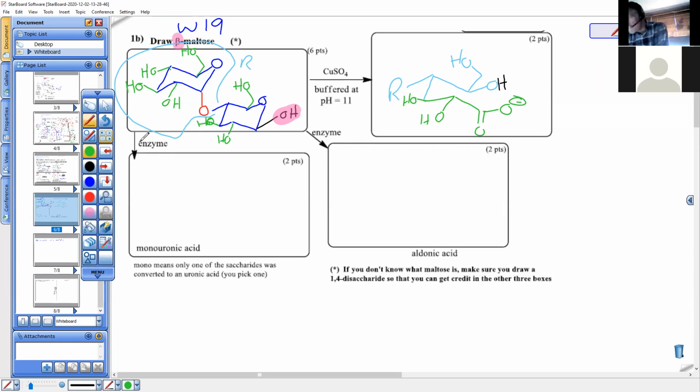Here's what I'm going to do. Aldonic acid is the one where the top carbon, which is the open chain carbon here, needs to become a carboxylic acid. So do another circle. New color. Green. Use green. Pink. Everything up to, but not including that.